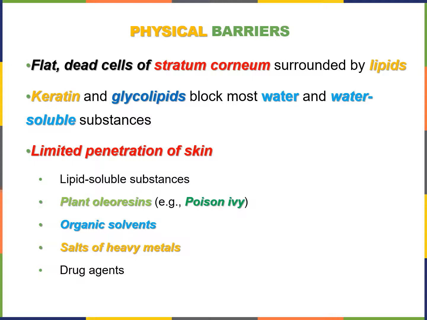From a physical barrier standpoint, the flat dead cells of the corneum layer are surrounded by lipids. That keratin and glycolipids block most of the water and water-soluble substances. It prevents or allows only limited penetration, or hopefully no penetration, of the skin from lipid-soluble substances, and a lot of bad things are that. It protects us from organic solvents and salts of heavy metals.